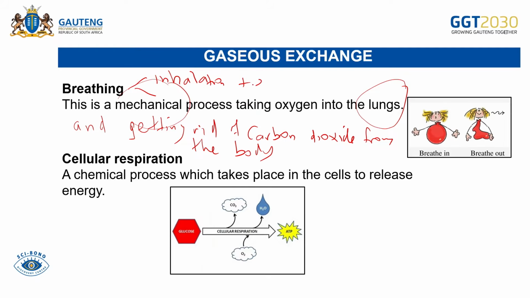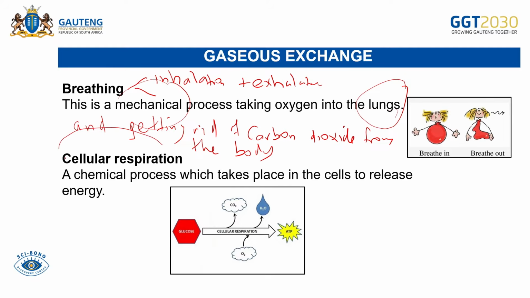and exhalation, and we're going to do this much deeper in the next lesson of gaseous exchange. So today we're just going to do the basics, show you the structures and the functions, and next week we go into the deeper chemical process of gaseous exchange. So breathing is an inhalation and exhalation process. It's mechanical, involving the taking in of oxygen and getting rid of carbon dioxide from the body via the lungs. So the lungs is the main organ responsible for gaseous exchange.